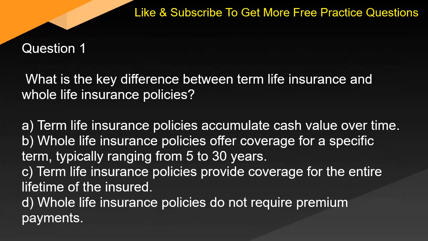Question 1. What is the key difference between term life insurance and whole life insurance policies? A. Term life insurance policies accumulate cash value over time. B. Whole life insurance policies offer coverage for a specific term, typically ranging from 5 to 30 years. C. Term life insurance policies provide coverage for the entire lifetime of the insured. D. Whole life insurance policies do not require premium payments.